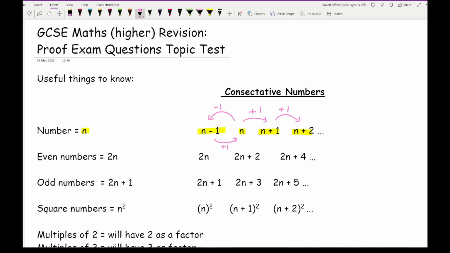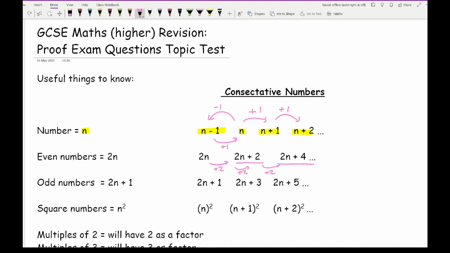For even numbers, well, any number times 2 is going to be an even number. So here, if we represent an even number as 2n, then the next even number will be 2n plus 2, because you can't add 1. If n is, let's say, 3, then 2n is 6, and the next even number is going to be 8, so it's going to be 2n plus 2, and then the next consecutive even number is going to be 2n plus 4. So here, for consecutive, we're adding 2, which is the smallest even number that we can possibly add.